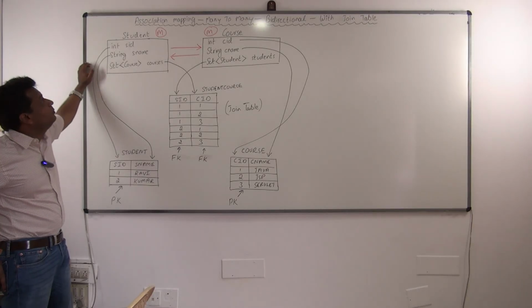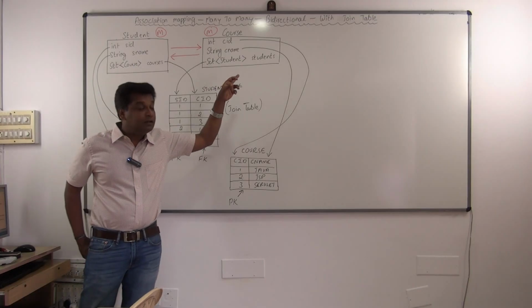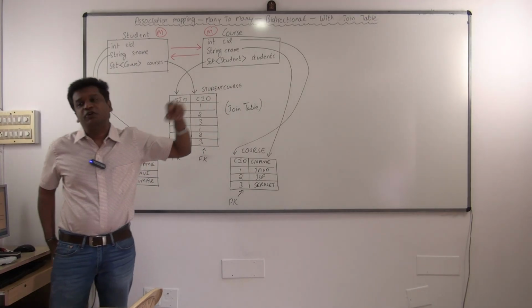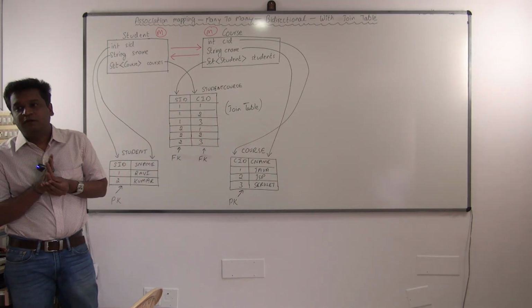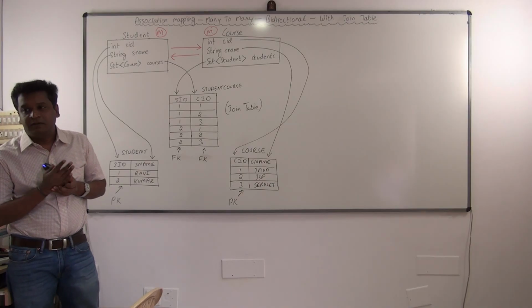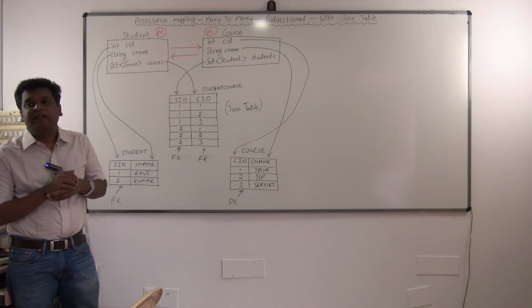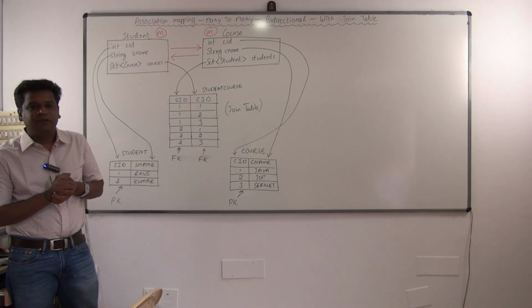Okay, today's topic would be Hibernate association mapping, many to many, bidirectional with join table. Yeah, that's the topic today. And we are seeing many to many Hibernate association mapping. So directly we'll go to bidirectional mapping, since unidirectional will never be used.